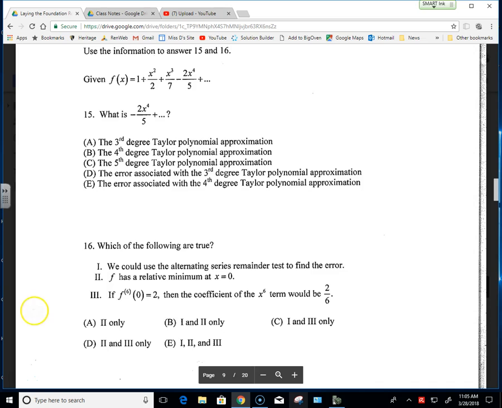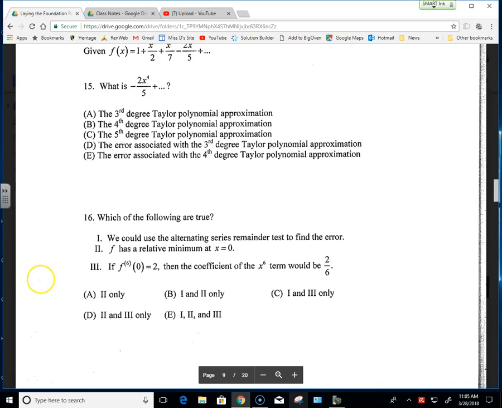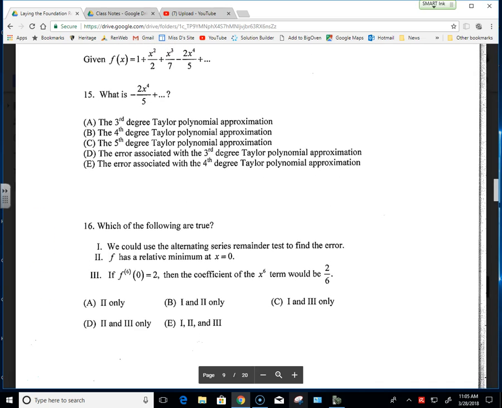Number 16 says, which of the following are true? They're kind of general. We could use the alternating series remainder. True or false? Because we just talked about it's not truly alternating, right? Unless we did something like subtract 2 terms. But no, there's no proof it'll keep alternating. So no. 1 is false, which means I can go ahead and... Nice. Go team. 50% chance.